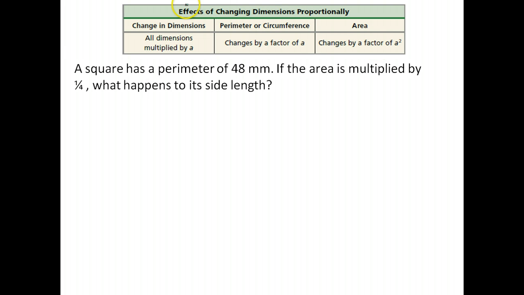All right, let's take a look at this example. A square has a perimeter of 48 millimeters. If the area is multiplied by a 4th, what happens to its side length? Okay, so this is going backwards. I'm going to guess what's going to happen here, and then I'll prove it by showing you the example. It says the area is multiplied by a fourth, so we're looking at the effect on the area because that's what they gave us. What happened to the side length to make the area 1/4 of its size?